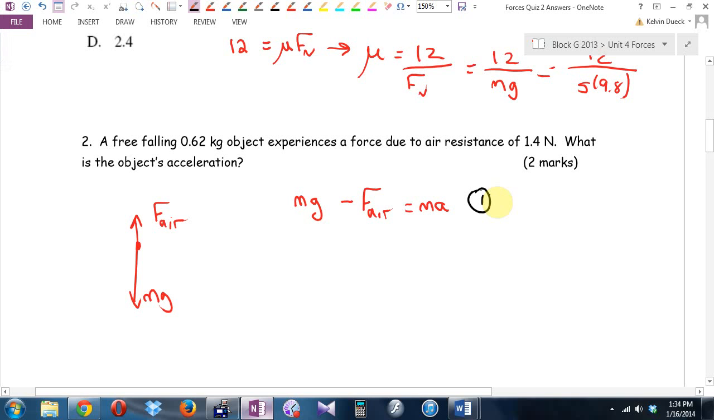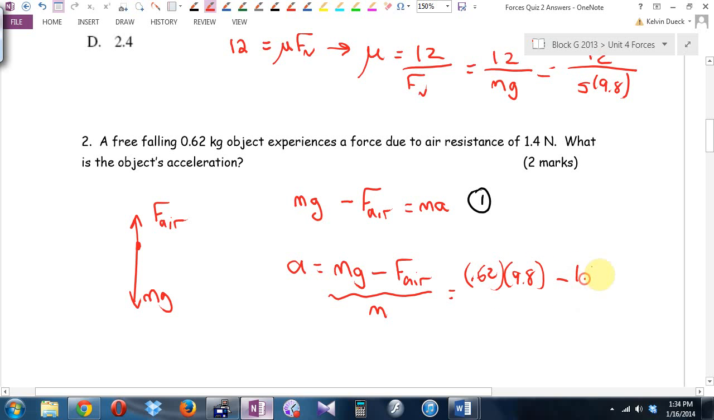Anthony, what's this question asking me to find? How would I get the acceleration by itself? I think so. It's going to be mg minus F air, all over m. Let's see. 0.62 times 9.8 minus 1.4, all divided by 0.62.